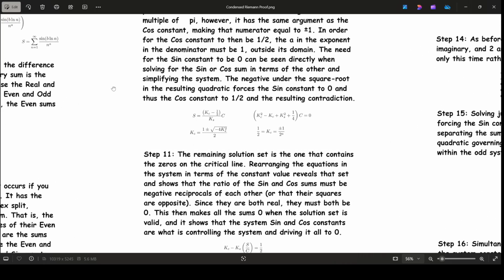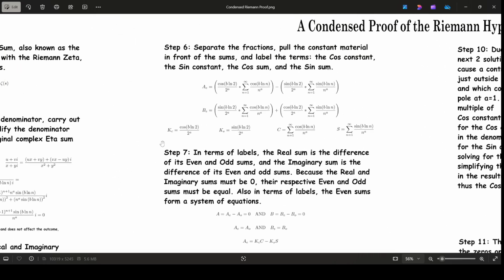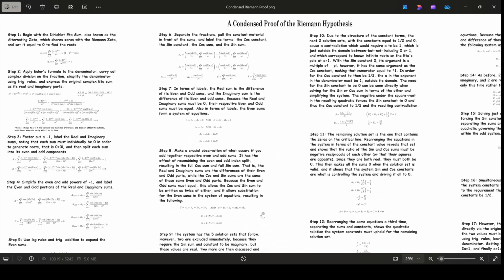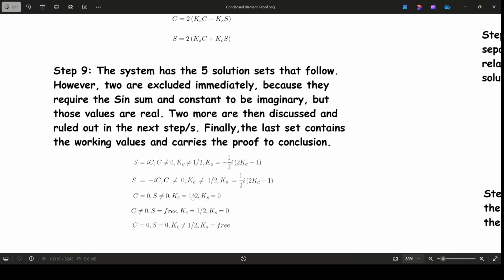So the reason that A ends up being out of bounds in those two solutions is really due to these two constants right here, the sine and cosine constant. If you notice, they share the same argument in the trig functions, this b log 2, or b natural log of 2. Well, these two solution sets require that the ks constant is 0 and the kc constant is 1/2.